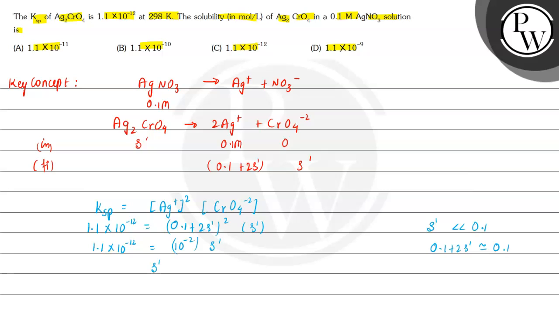That means what is the value of S dash? It is 1.1 multiplied by 10 raised to power minus 10. Thus the value of solubility in mole per liter is 1.1 multiplied by 10 raised to power minus 10. That is, option B is correct in this case.